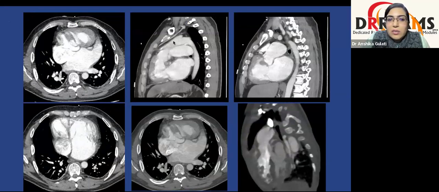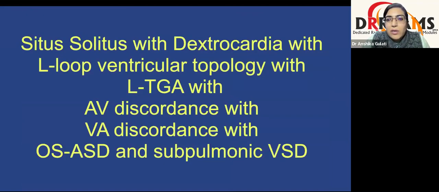And if you look at this section, this is aorta and this is the subaortic conus, which suggests that aorta is arising from the right ventricle, meaning there is VA disconcordance. And this is pulmonary artery with fibrous continuity with the AV valve, suggesting that pulmonary artery is arising from the left ventricle. So our final report will look like this: situs solitus with dextrocardia, with L loop ventricular topology, with LTGA, with AV disconcordance, with VA disconcordance, with OSASD and subpulmonic VSD.